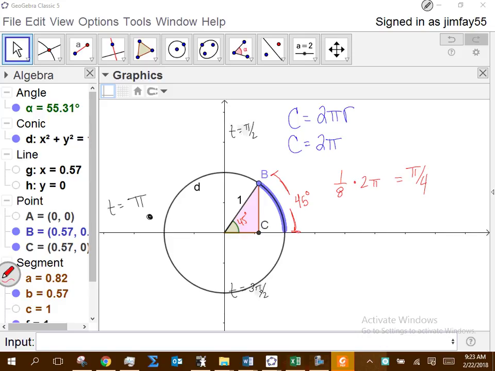Pi over 4. Okay? So we just found out that this t value, this arc length, is pi over 4 whatevers. Okay? Because my unit of radians is maybe inches or feet or miles or whatever. Does that make sense? So it's just pi over 4 units in regards to a distance. Okay? Well, how does that relate to 45 degrees? 45 degrees in radians is what? Pi over 4. Isn't that a nice relationship?